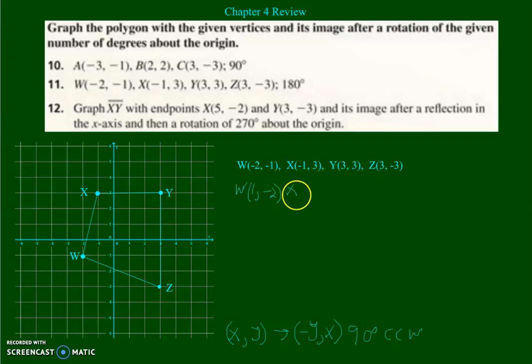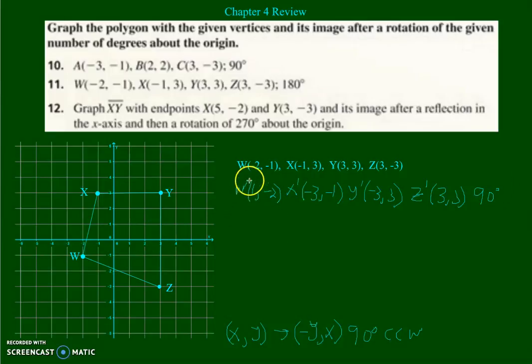Then X prime, -y, x, -3, -1. Y prime, -3, 3, and Z prime is 3, 3. So this is 90 degrees.